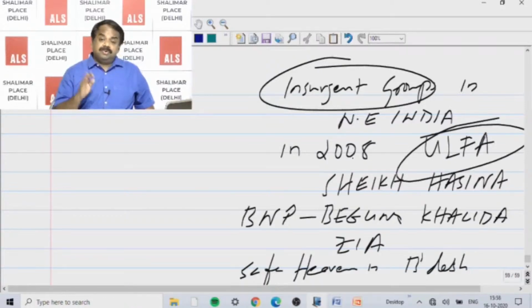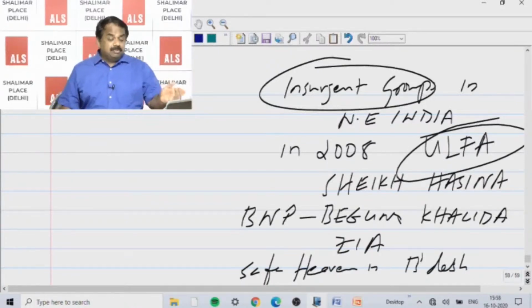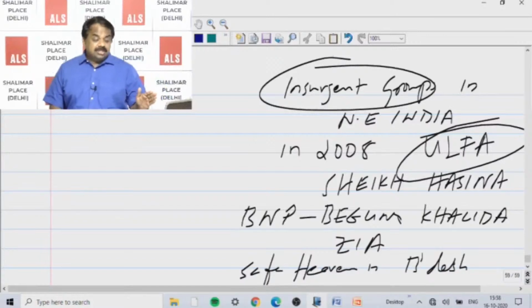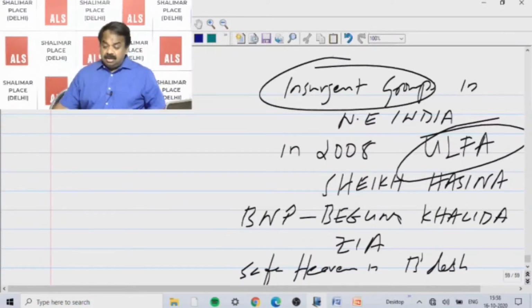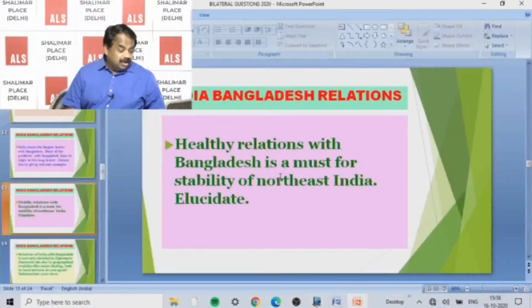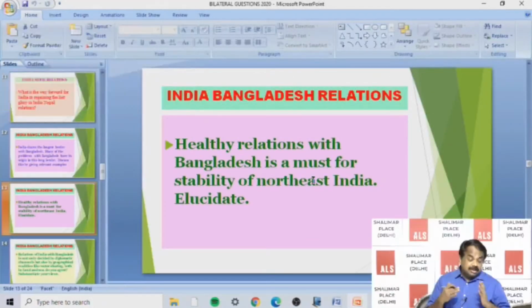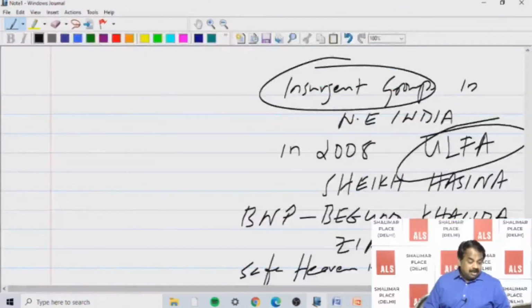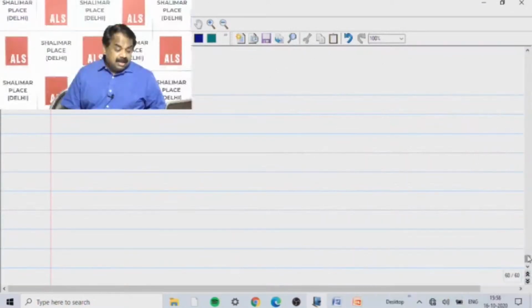Most of the ULFA leaders were in Bangladesh. We could arrest many of them from Bangladesh after Sheikh Hasina came to power, and they did not allow these activities from Bangladeshi soil. So the question we are talking about, healthy relations with Bangladesh, is a must for stability in Northeast India. It can definitely help in controlling the anti-India activities or insurgent groups from Bangladesh.